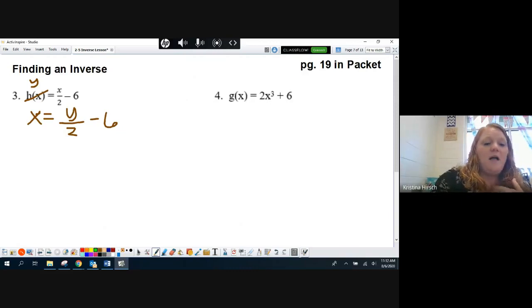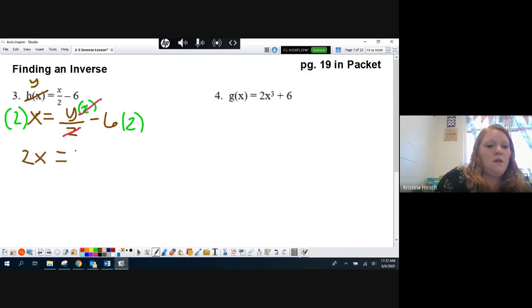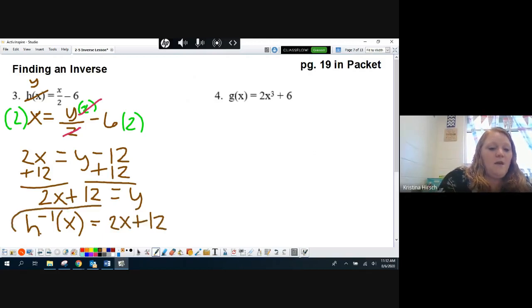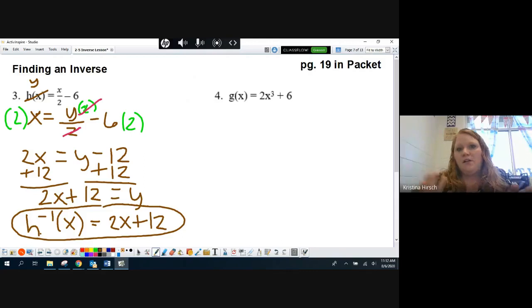All right, so if I multiply by 2, that means I multiply every term by 2, every term, all right? So now this 2 and this 2 cancel, all right? But everything else does not. So that leaves me with 2x equals y minus 12. And it's already looking a little prettier. So we're going to add 12 to both sides. So 2x plus 12 equals y. But I'm going to rewrite that in inverse notation. So it'd be h to the negative 1 of x equals 2x plus 12. And that's our inverse. And it's already in a linear format.